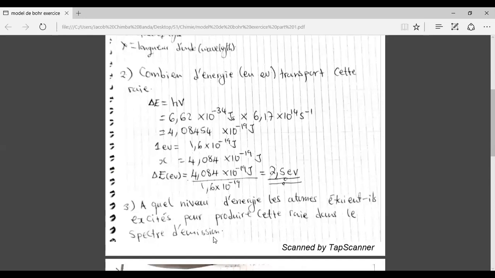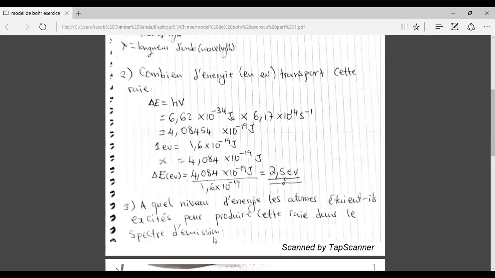So niveau means the level of the shell, from what shell? Here the question wants you to calculate the shell where it came from when it emitted the radiation. We see that it is coming down to its original position, meaning it was excited at first, it went up, then emission comes from coming back to the original position.